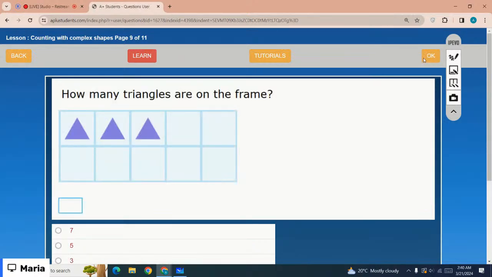How many triangles are on the frame? Which is the correct option? There are only three triangles. The correct option is three.